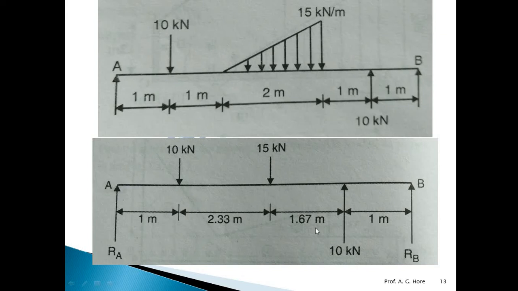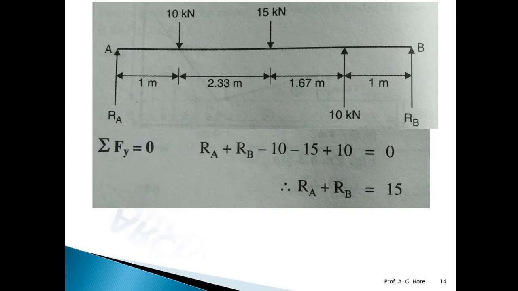Now apply the same thing. This is the FBD. Because A and B are simple supports, there is no need to draw horizontal reactions, only one reaction at each simple support. So apply the three conditions of equilibrium. Summation Fy is equal to Ra plus Rb minus 10 minus 15 minus 10. Ra and Rb are unknown, so that is equation number 1.